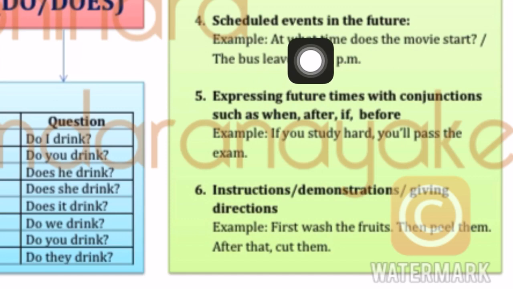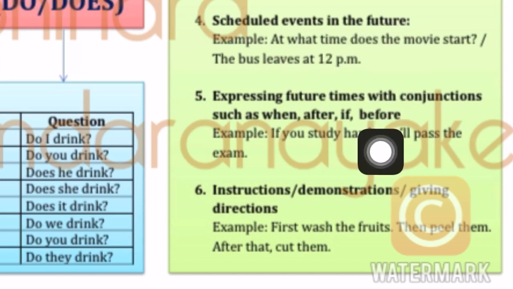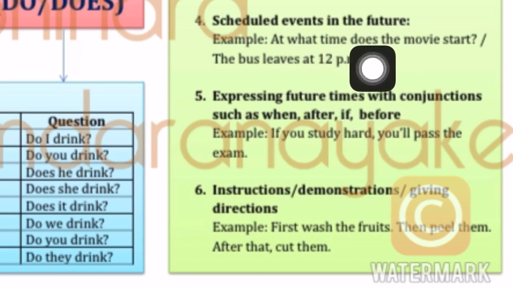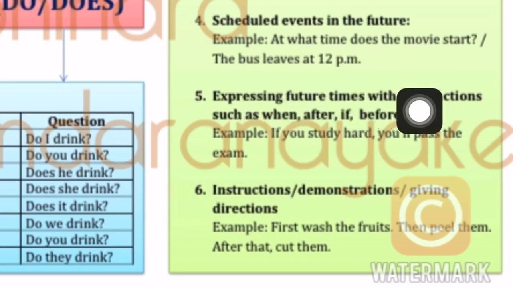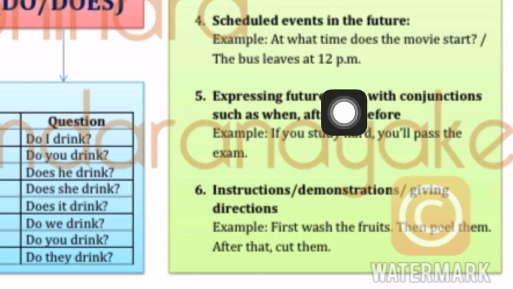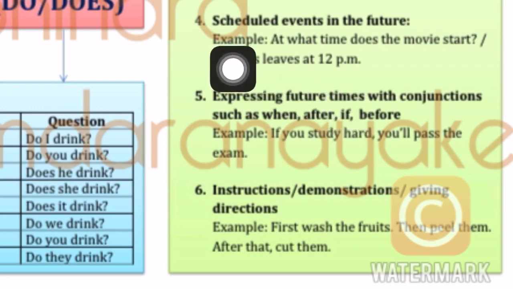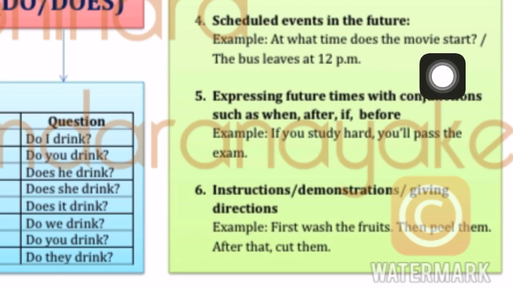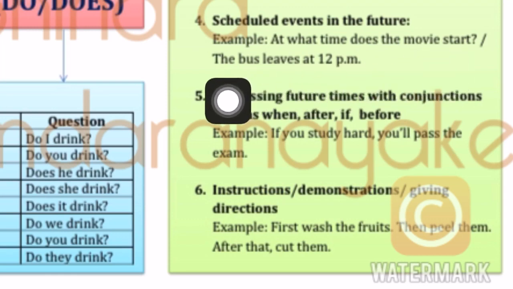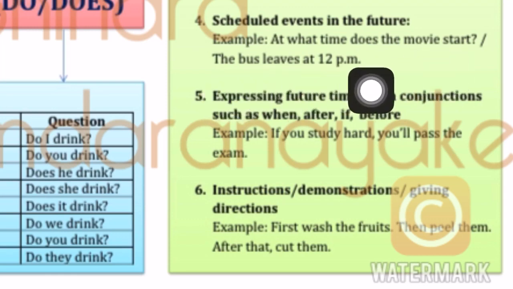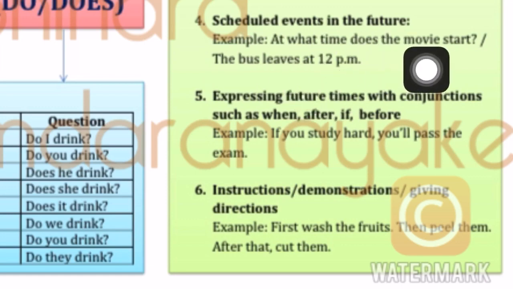Then scheduled events in the future. දැන් මේ future tense එක නෙමෙයි අපිට මේකත් පාවිච්චි කරන්න පුළුවන් simple present tense එකත් පාවිච්චි කරන්න පුළුවන් future එක ගැන කතා කරන්න අනාගතය ගැන කතා කරන්න. For example, at what time does the movie start? Or the bus leaves at 12 p.m. So we do use it in simple present tense, right? Practically we do use the simple present tense to talk about the future.